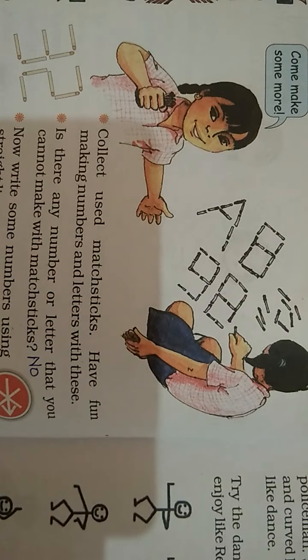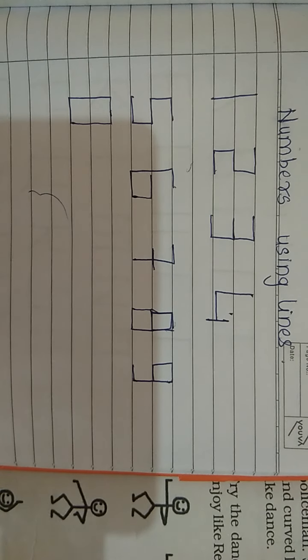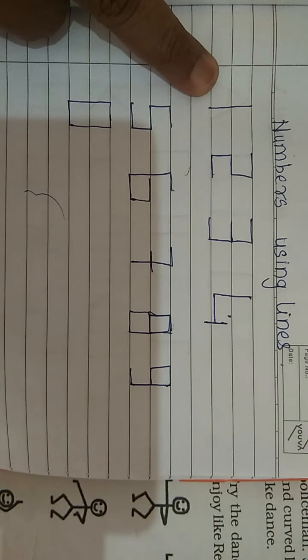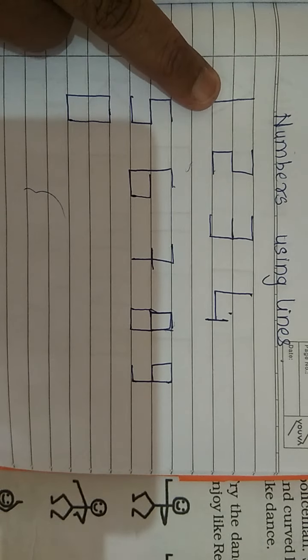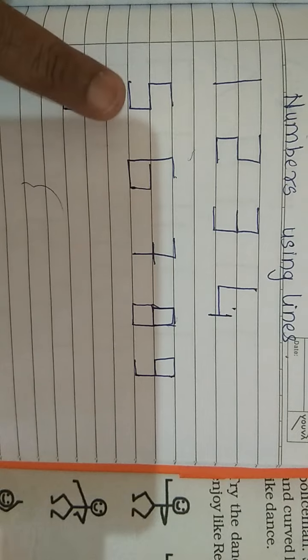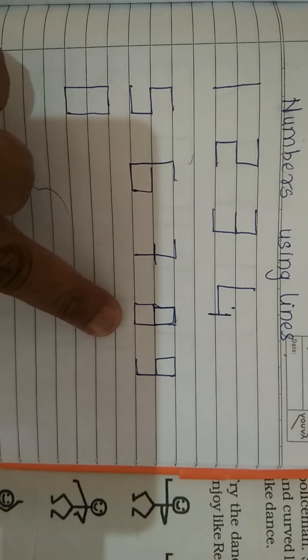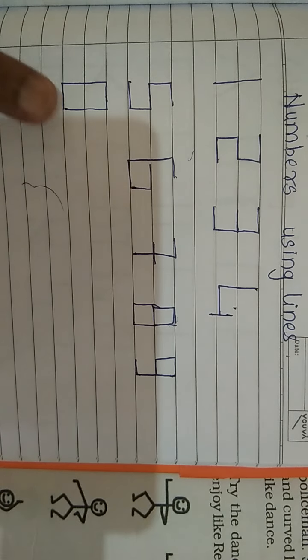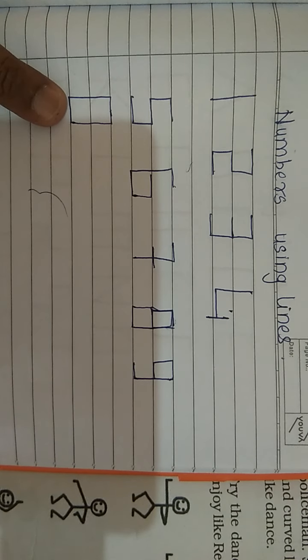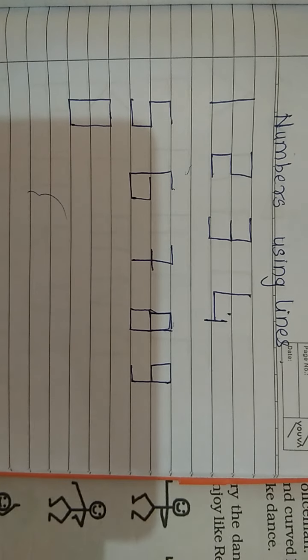Now children, here instead of matchsticks I have made numbers using lines. 1, 2, 3, 4, 5, 6, 7, 8, 9 and 10. These are the numbers made using lines.